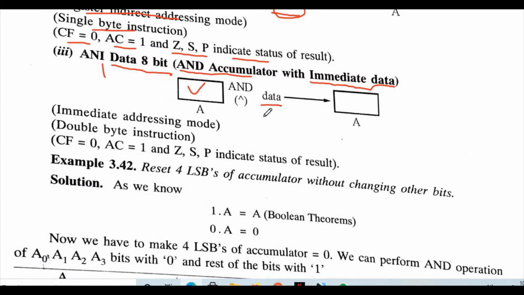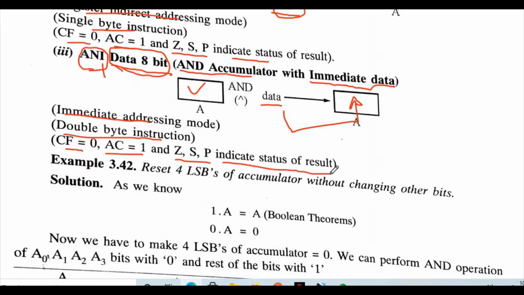This is immediate addressing mode. It is a double byte instruction. It is double byte because 1 byte is for the execution of ANI and 1 byte is for the 8-bit data given along with the instruction. So it is a double byte instruction. Carry flag will be 0, auxiliary carry will be 1, and the zero flag, sign flag, and parity flag will indicate the status of the result. Depending upon the result, their status will be indicated in the flag register.